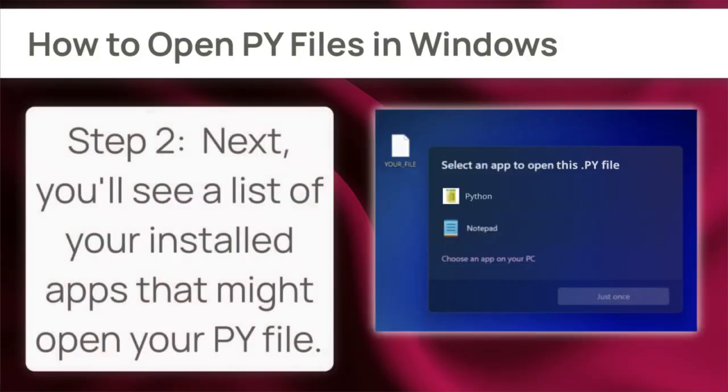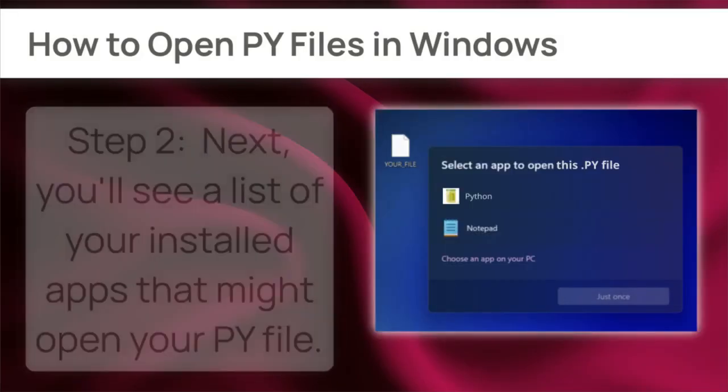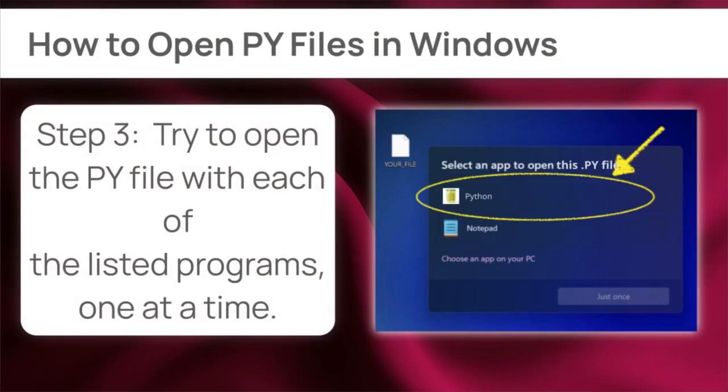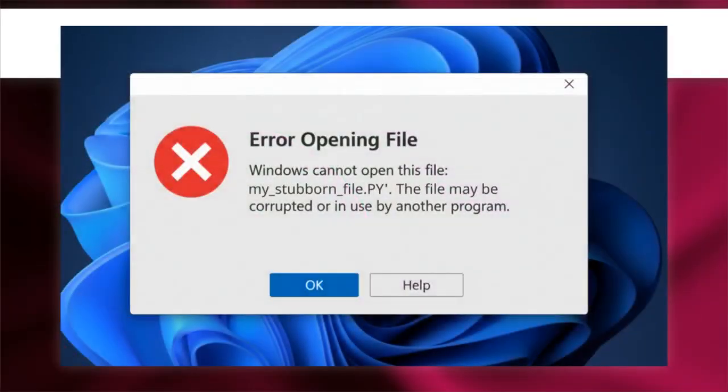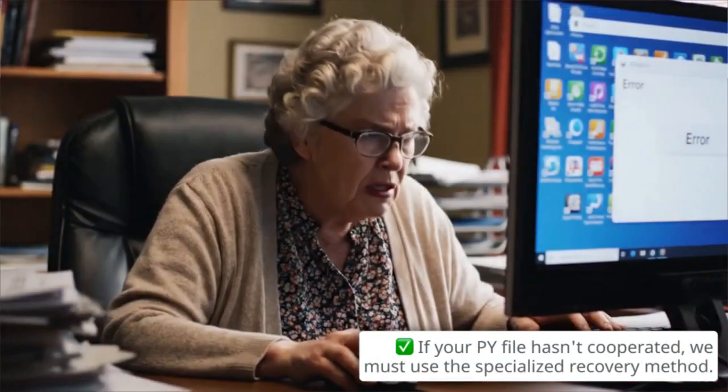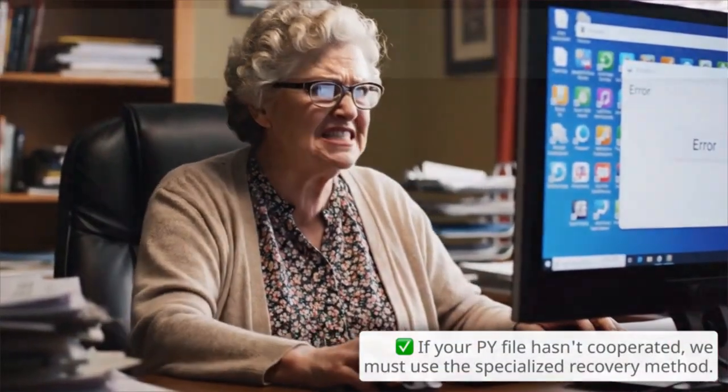Right-click the PY file and choose Open With. Start with Python if available. If not, select another application from the list. If you still cannot open your PY file, that is okay. You're dealing with a stubborn file. Let's test the following common failure points to see where the problem is originating.